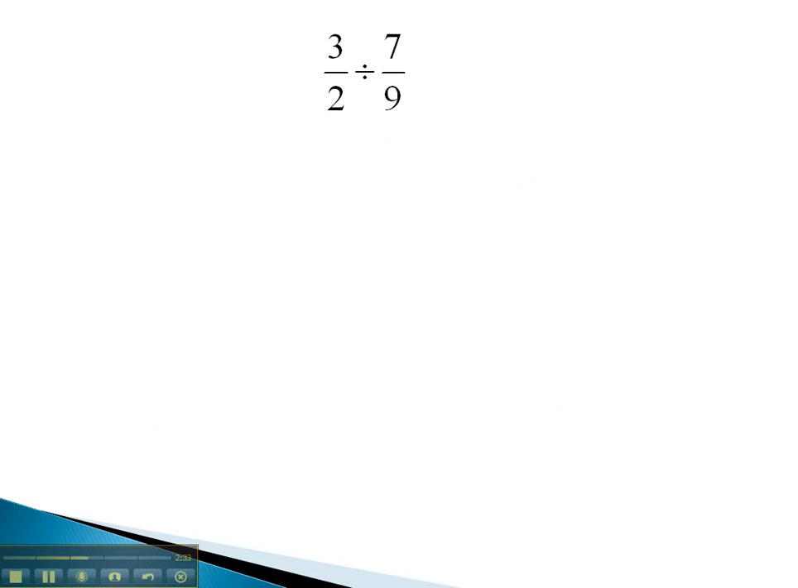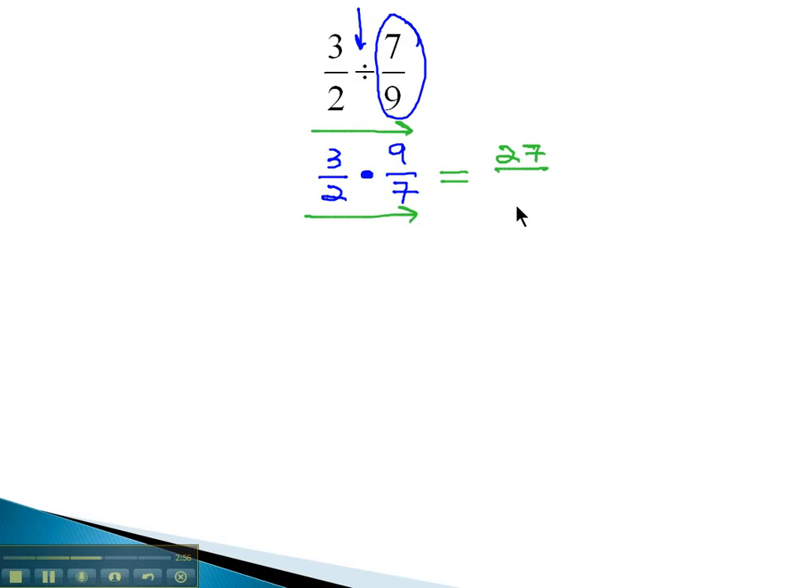In this example, we have 3/2 divided by 7/9. We're never going to divide with fractions, so we're going to take the reciprocal of that second fraction. The first fraction always stays the same, multiplying by the reciprocal 9/7. There's no reducing, so we'll multiply straight across. 3 times 9 is 27 on the numerator. The denominator's 2 times 7 is 14. And we get our final product of 27/14.